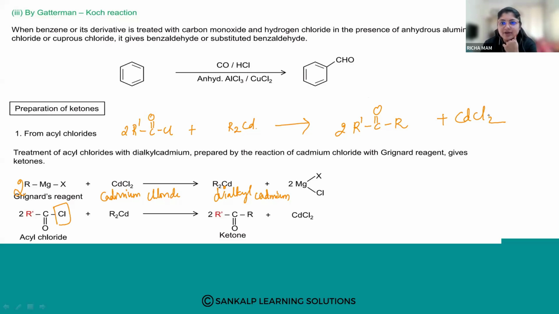So what is happening here? Your Cl is a good leaving group, so Cl is replaced by this R. So this is the product, your ketone, and your cadmium will react with the 2Cl and form cadmium chloride. Is it clear? So this is our first preparation from acyl chlorides or acid chlorides.